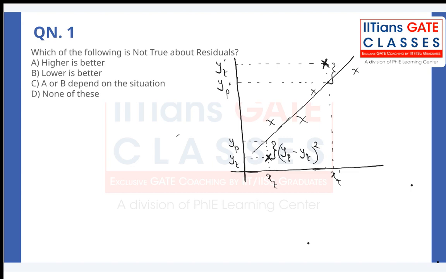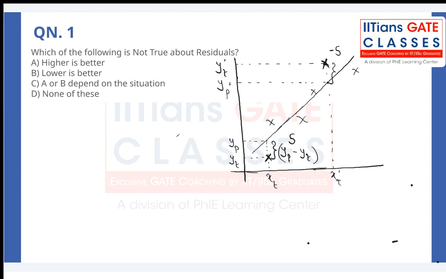If I don't take the square, let's say this value is, I assume, minus 5 and this value is plus 5. Or maybe the other way around, because I'm doing yp minus yt, this is 5 and this is minus 5, okay? So if I try to find the total error, then 5 minus 5 will give me 0, and I can claim that my model has 0 error, which is wrong, because you're cancelling out the positives and the negatives. So what you do is either take the absolute value, which is you just omit the sign, or you take the square. That way you will not have the problem of negatives.